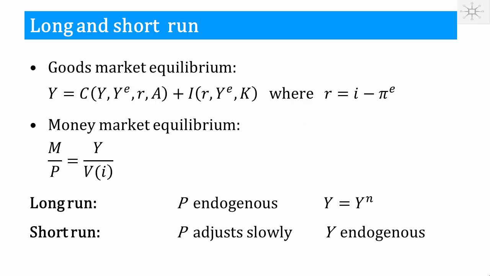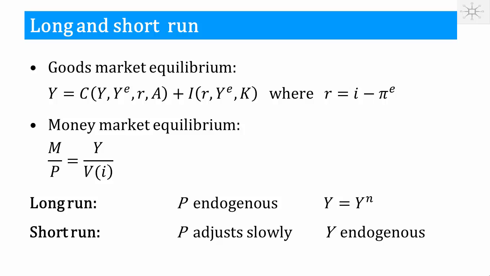And we can also see it if we consider the two equations that we have already seen. One describes the goods market equilibrium. Production equals consumption, which is determined by the consumption function, plus investment, that is determined by the investment function. And the real interest rate that determines consumption and investment is the expected real interest rate, which is the interest rate minus the expected rate of inflation.